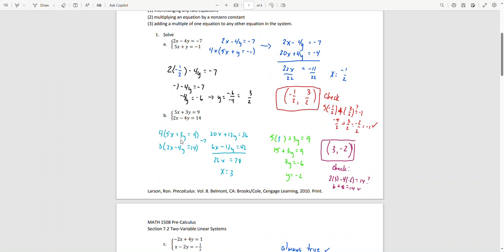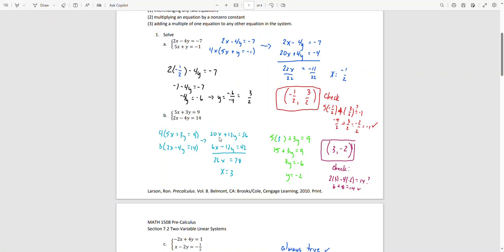So I multiply the first equation by 4. 4 times 5x, 4 times 3y, 4 times 9. I multiply the second equation by 3. 3 times 2x, 3 times a minus 4y, and 3 times 14. Remember, our goal was to get coefficients of y have the same value but opposite sign. I chose them because they already had opposite sign, so I found the first thing that I can make 3 and 4 both turn into.